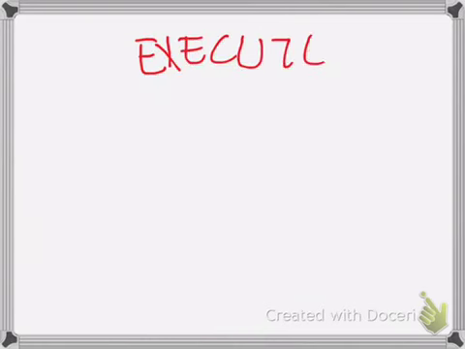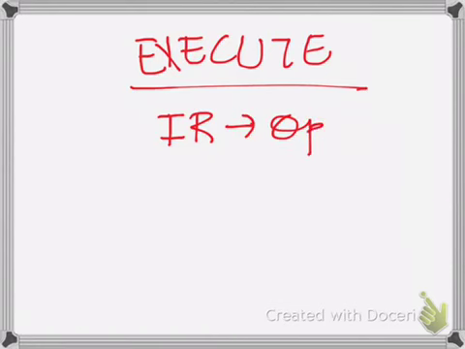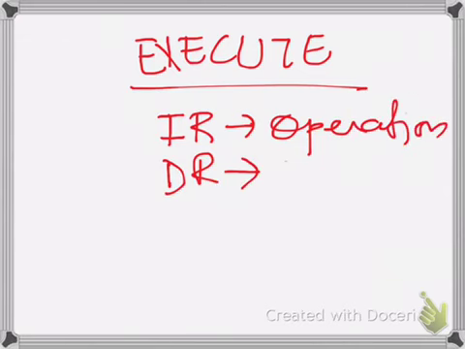Now the third and final stage is execute. The execute phase is quite simple. All you have to do is take the operation from the instruction register, and from the data register you get the operands, and then you execute the instruction.